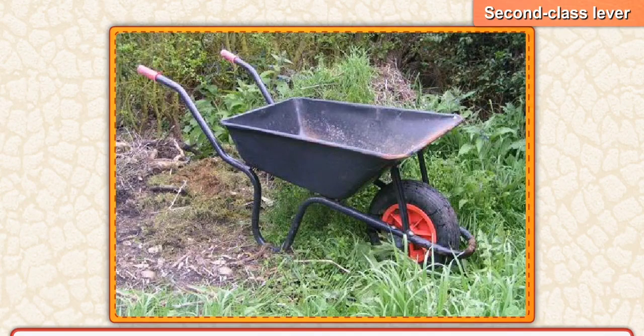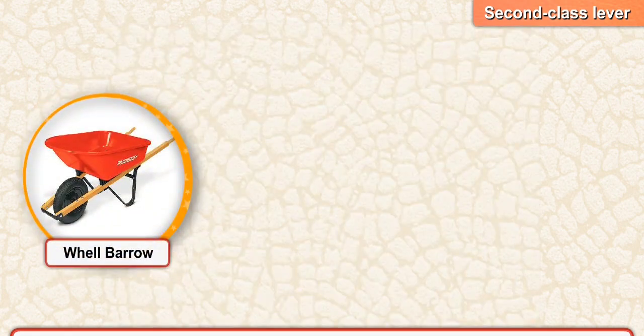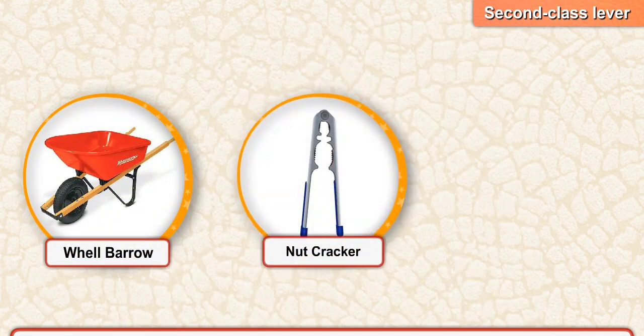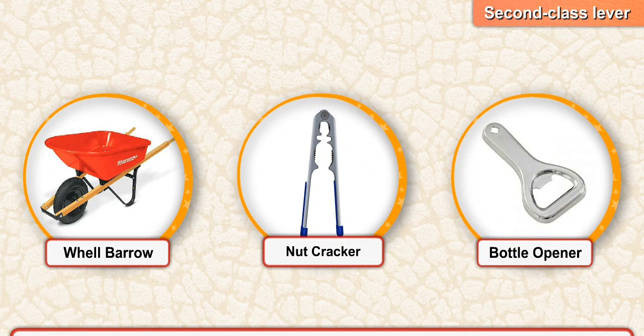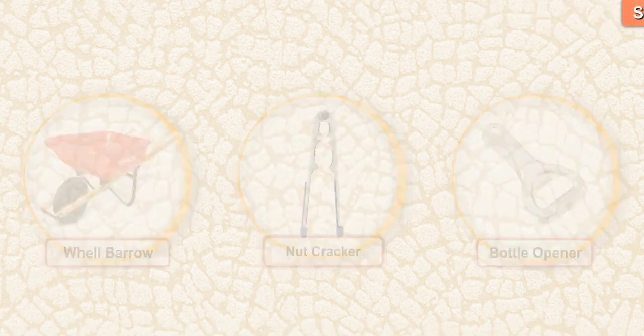Second class lever. In second class lever, load is located between the fulcrum and the effort. Wheelbarrow, nut cracker, and bottle opener are examples of second class lever.